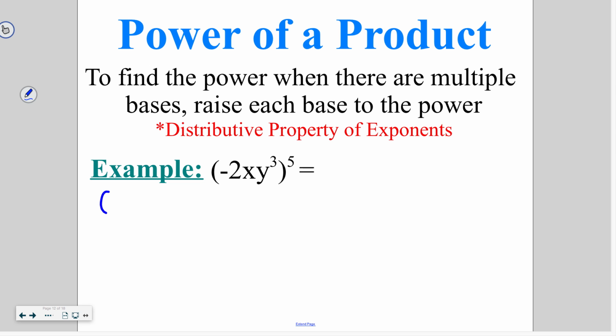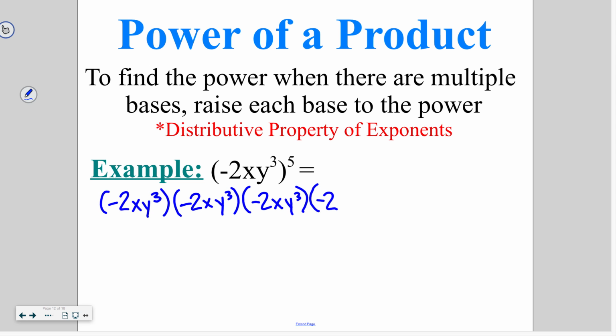So again, if I broke this down, it'd be -2 x y to the 3rd, and that would be written out 5 separate times. Then we would have to follow our product rule, so multiplying -2 times -2 times -2 times -2 times -2, which would give me -2 to the 5th power.